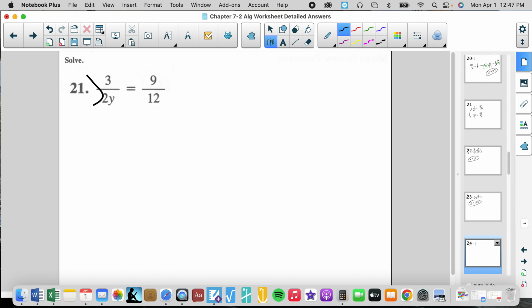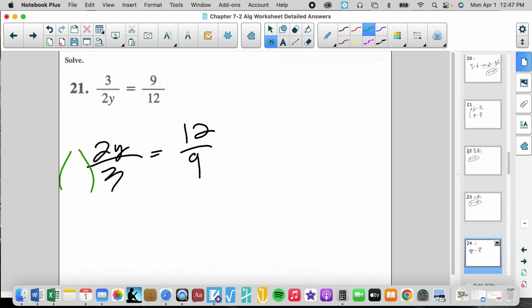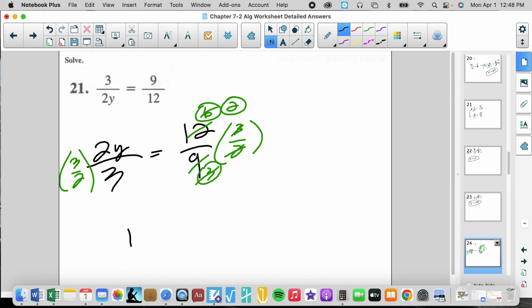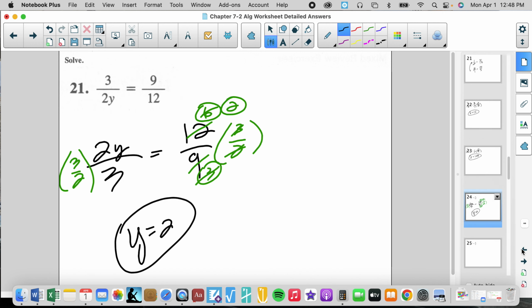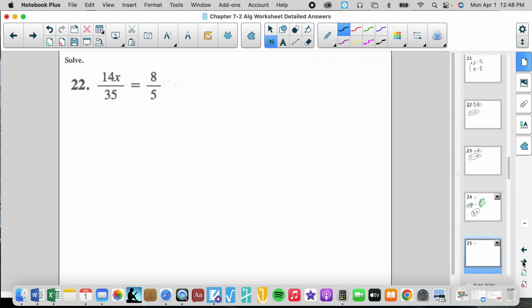I mean, let's see that our variable is in the denominator. Let's change our fraction, and then we can multiply by 3/2. 3/2. 3 goes in that times. This goes this times. And that goes this times. And we get y equals 2. Oh, that's 4. Yeah, 4 times 3. Yep.